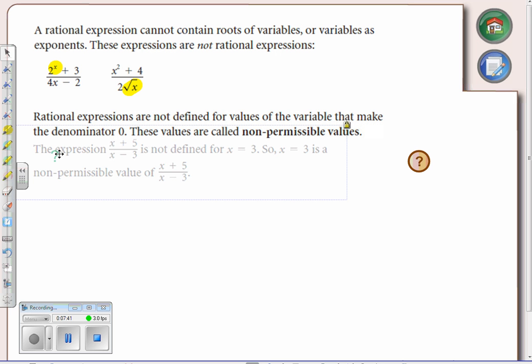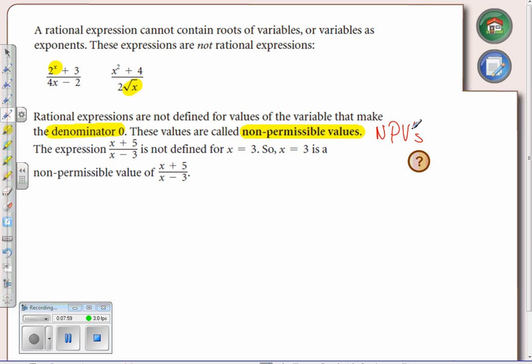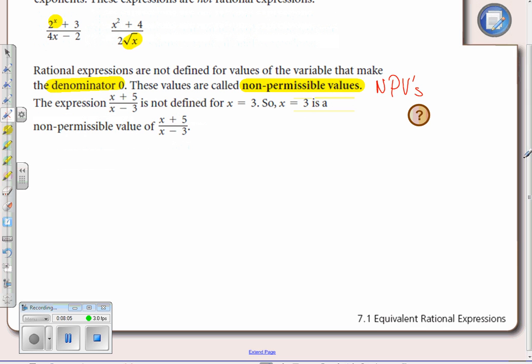Rational expressions are not defined for values that make the denominator 0. We cannot divide by 0. We call those non-permissible values, NPVs. I will call them NPVs all the way through. I'm not going to say non-permissible values. They're the restrictions. They're what make the denominator equal to 0.